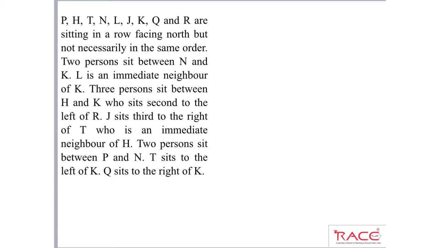Now we will start with the information. First information: two persons sit between N and K. So I will mention it, between N and K I have two persons. I am mentioning this information like this because I have no idea whether K is to the right of N or to the left of N. So I will mention it like this only. You should also do this.